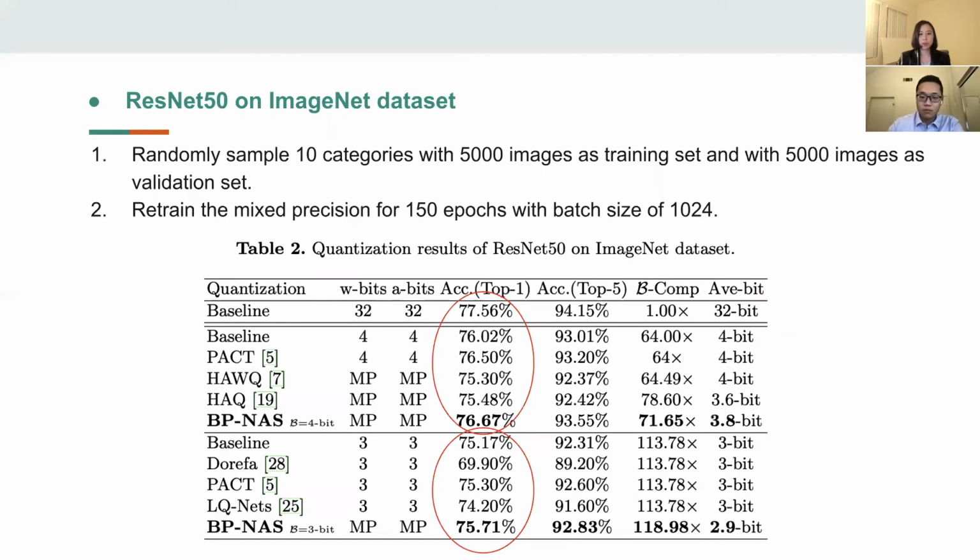An experiment with ResNet 50 on the ImageNet dataset, with 10 randomly sampled categories, 5,000 images as the training set and 5,000 as the validation set. Retraining for 150 epochs with a batch size of 1,024. We can see that with either the constraint of 3 bits or 4 bits, BP-NAS has achieved the best accuracy of 75.71% and 76.67% separately, which is the best accuracy when comparing under the same constraint.